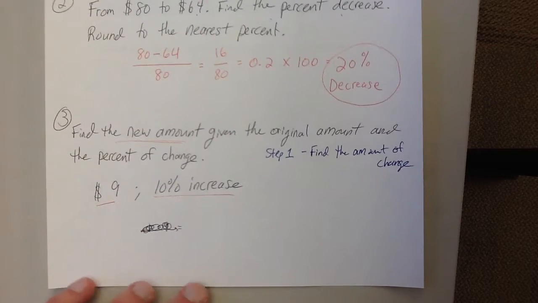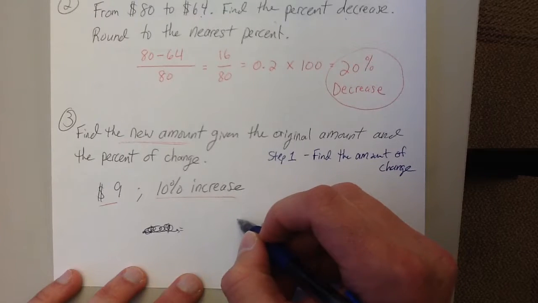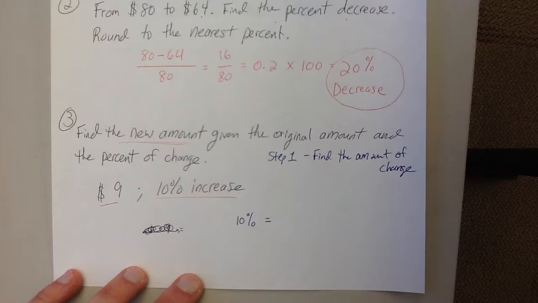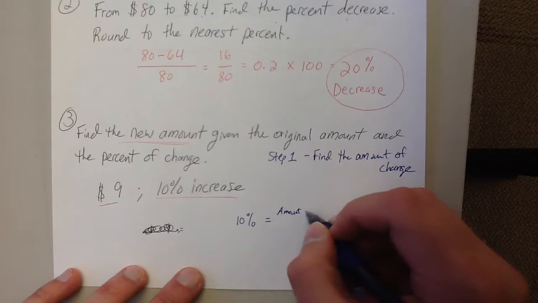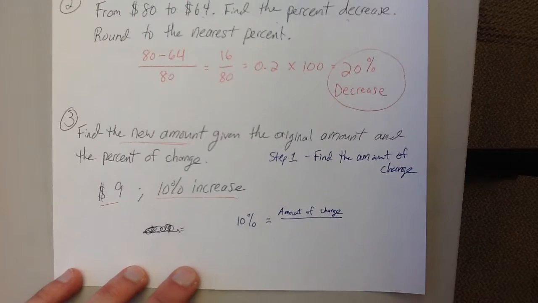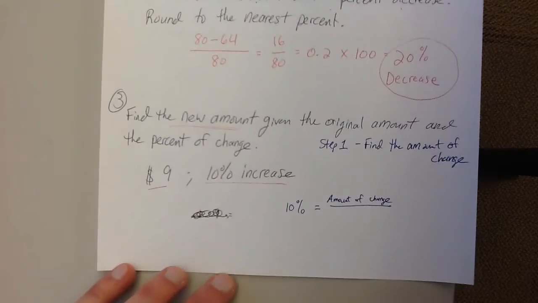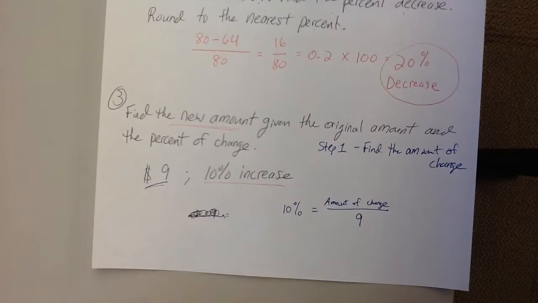So I plug in what I know. I know percent change. Percent change is 10%, and percent change is equal to the amount of change, which I don't know. That's what I'm trying to find. So I'm just going to write amount of change divided by the original amount. I know the original amount is $9. That's what they told me. So I'm going to put 9 on the bottom.